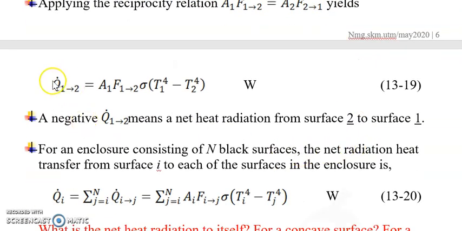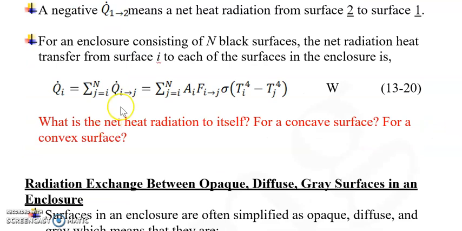A negative Q in this radiation exchange between surface 1 and 2 means the net radiation is from surface 2 to surface 1. For an enclosure consisting of n black surfaces, the net radiation heat transfer from surface i to each of the surfaces in the enclosure is given by 13.20. If you look at the net radiation to itself, this will be Ti. How about for a concave surface? For a convex surface?